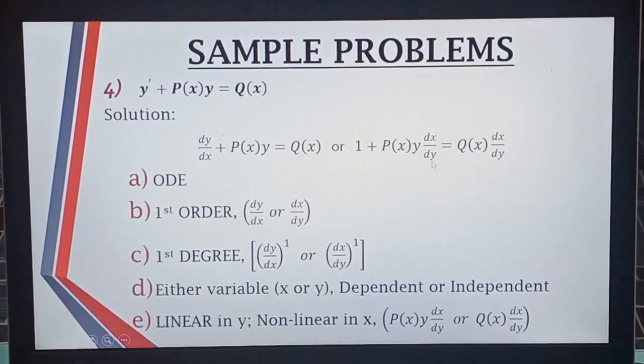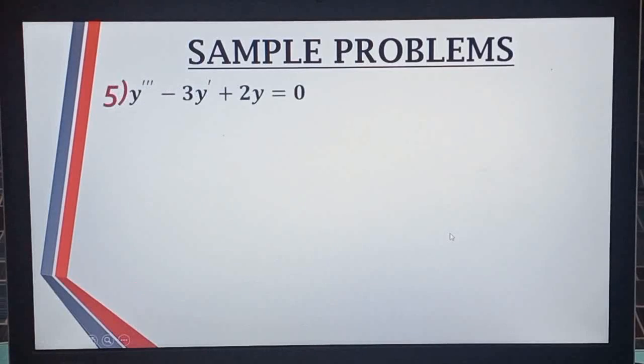but nonlinear in x because of the term p of x, y, dx over dy, and also q of x multiplied to dx over dy. Then we have y triple prime minus 3y prime plus 2y equals 0, wherein y triple prime stands for third derivative, then y prime stands for first derivative. So, this can be considered as ODE kasi si y prime is dy over dx tapos si y triple prime is d cube y over dx cube. So it uses d. So this is ODE.